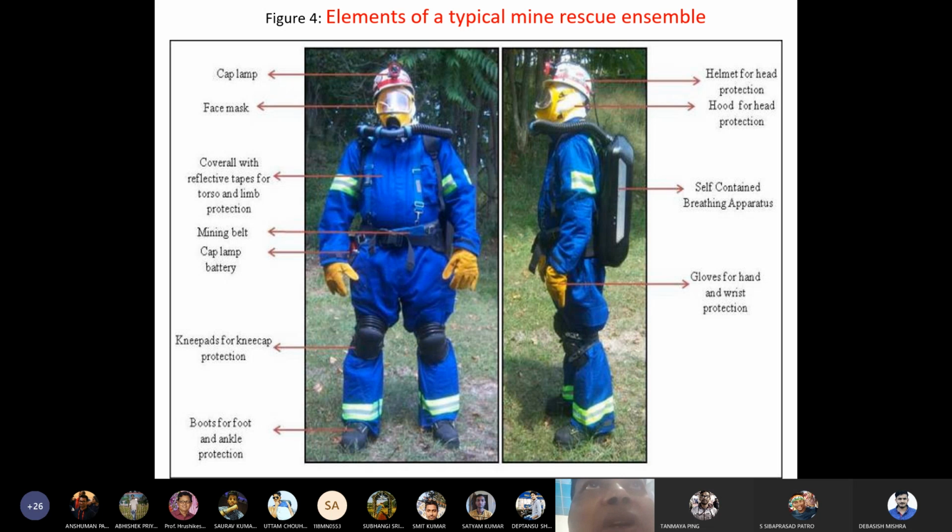And this is the self-contained breathing apparatus, the oxygen breathing apparatus. And this is the hood for head protection. This is the helmet for head protection. So these are the different elements of a typical mine rescue equipment.